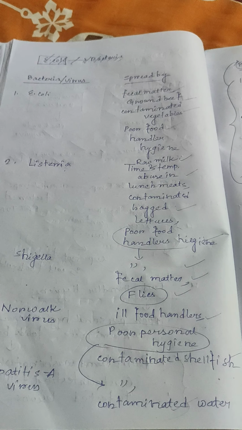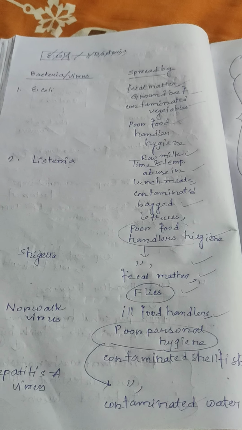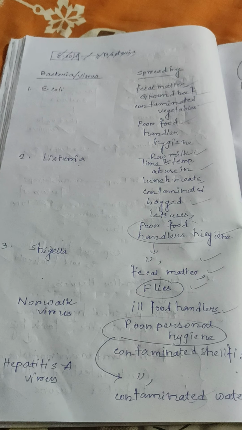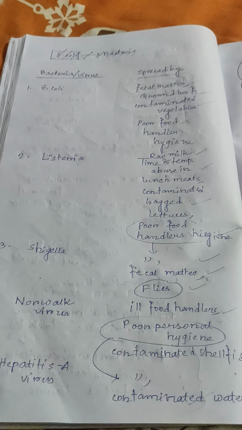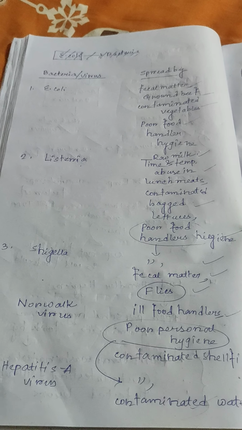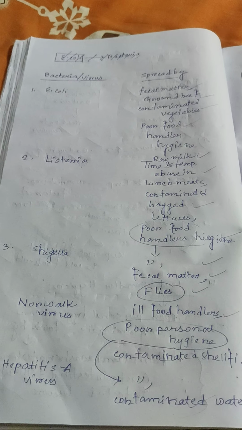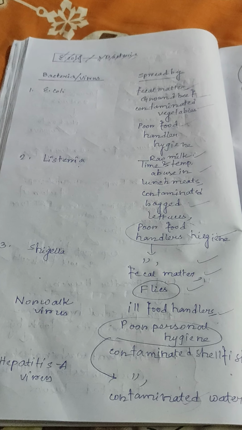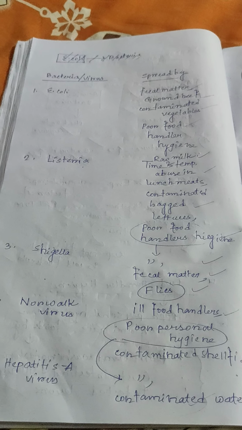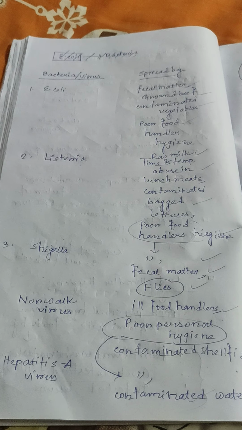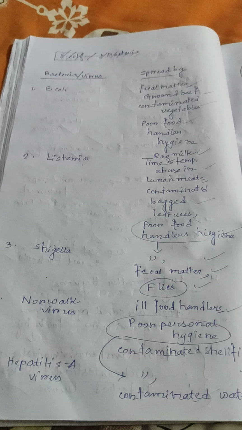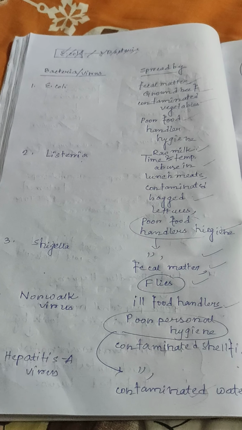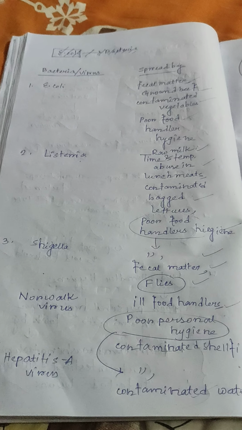E. coli is spread by fecal matter, ground beef, contaminated vegetables, raw milk and poor food handlers' hygiene. Listeria is spread by raw milk, time and temperature abuse in lunch meats, contaminated baked lettuces and poor food handlers' hygiene. In the case of Shigella bacteria, fecal matter, flies and poor food handlers' hygiene.